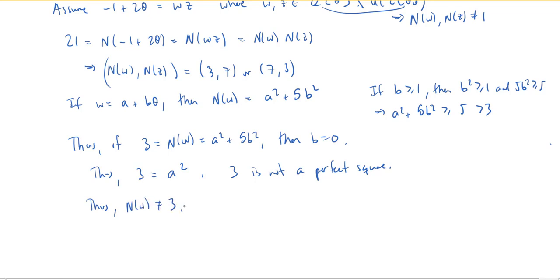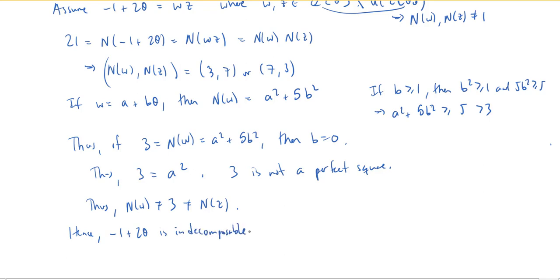All right, and similarly, it wouldn't equal 7. You've got to work a little bit harder, but again, we don't need to actually show that, because we need one of these to be 3. So n of W can't be 3, and for the exact same reason, of course, n of Z can't be 3. Therefore, we cannot write -1 plus 2 theta as a product where neither of them is a unit. Hence, -1 plus 2 theta is indecomposable.